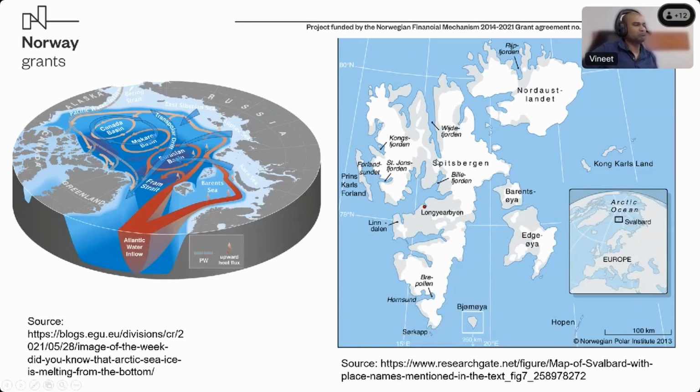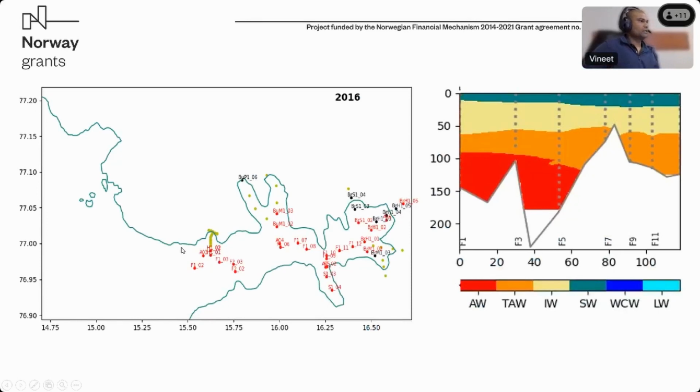And this is the zoomed up map of Svalbard, and the area that we study is Hornsund, which is the southernmost fjord on Svalbard. So this is the coastline of Hornsund, and the dots are the CTD stations. These are the locations where we have taken CTD data. And the red colors indicate where we have found warmer waters which have originated from the Atlantic.